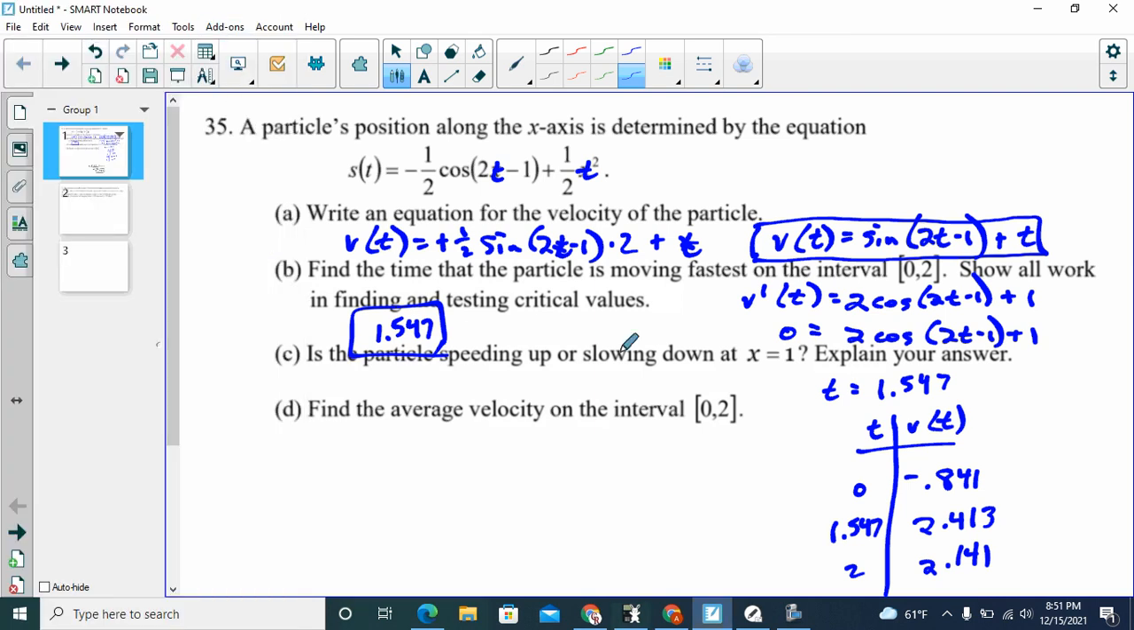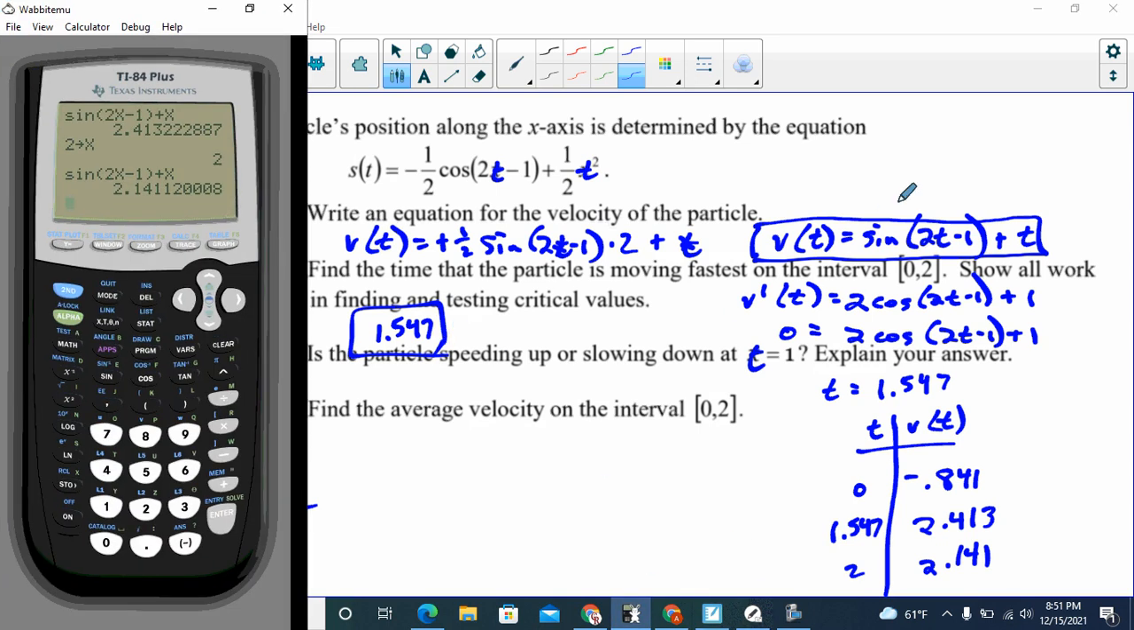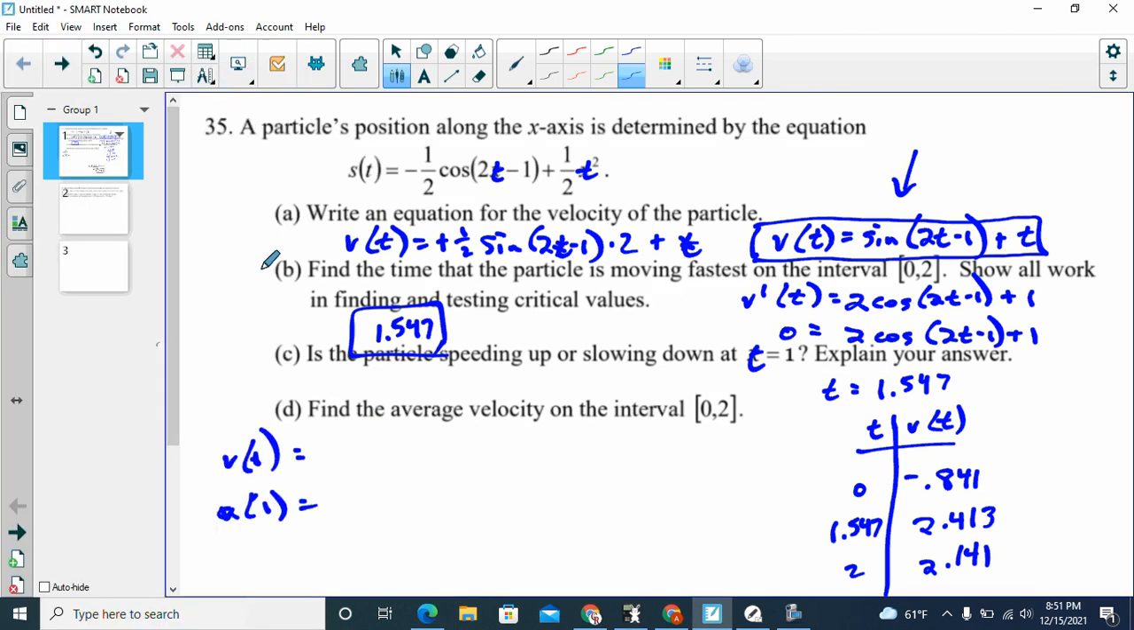Part C wants to know, is the particle speeding up or slowing down at t equals 1? Speeding up and slowing down, we need the velocity at time 1, and we need the acceleration at time 1. If those things have the same sign, that means it's speeding up. If they have opposite signs, that would tell us that the particle is slowing down. So velocity, we've got an equation for velocity right there. We just need to plug 1 in. At time 1, it is moving 1.841. We don't have any units here.